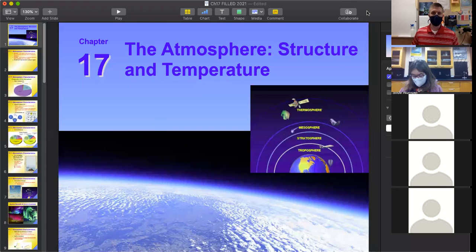So in this chapter, this section, we get into a little bit of the structure of the atmosphere with the goal of getting into weather, which will be probably later this week, early next week.